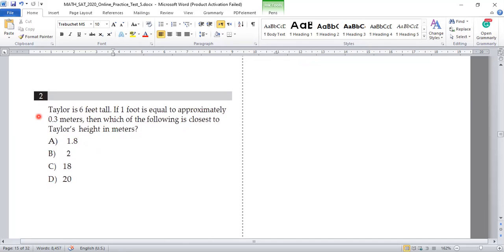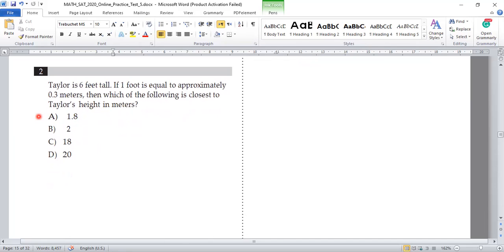So write down Taylor is number 6. Taylor is 6 feet tall. If 1 foot is equal to approximately 0.3 meters, which of the following is closest to Taylor's height in meters? Okay, so it'd be 6 feet, and then 6 times 0.3.